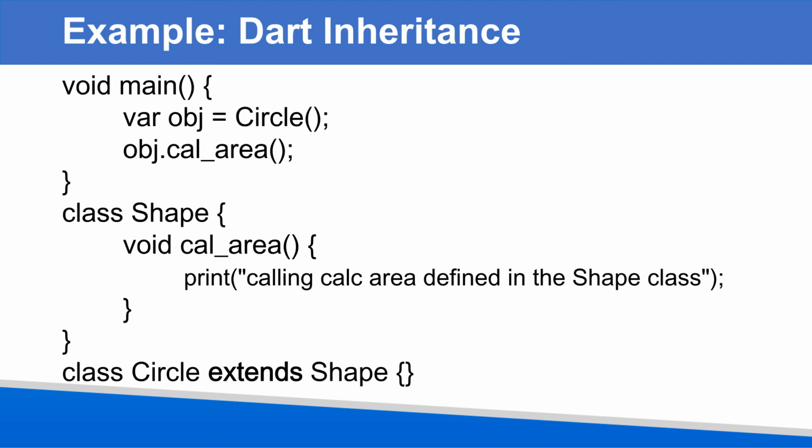In our main function, we instantiate the Circle class and we call the function calcArea. As you can see, we did not call the parent class, but we are able to display the print 'calling calcArea defined in the Shape class' using the child class.